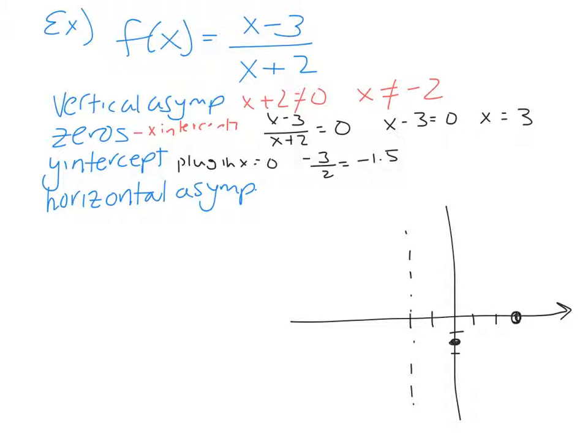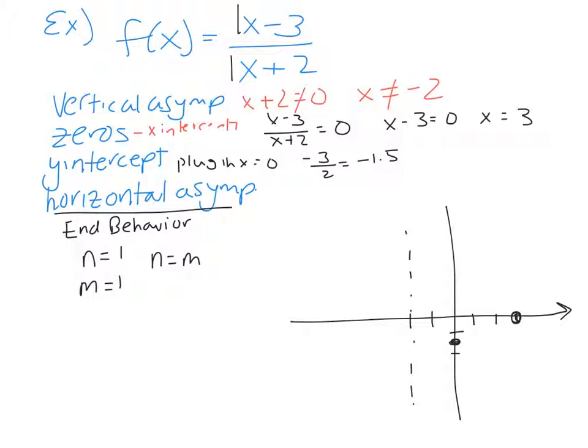Okay, end behavior, horizontal asymptote. This is end behavior when we talk about horizontal asymptotes. What is the exponent on the top of the function? 1. The highest degree on the numerator is 1. What's the highest degree on the denominator? 1. Since these are equal, I'm going to divide the coefficients. My coefficients in front of the x in this case are 1 over 1. So the end behavior is that we approach the horizontal asymptote of y equals 1.